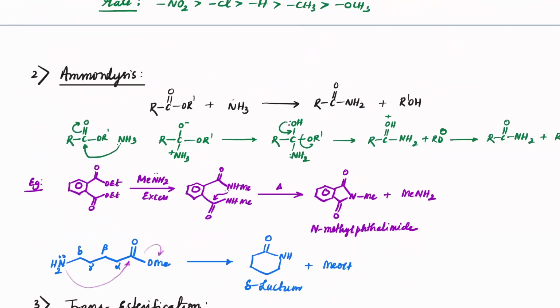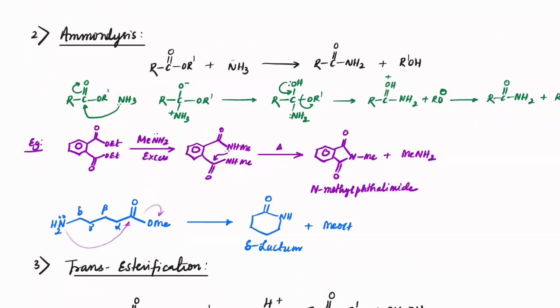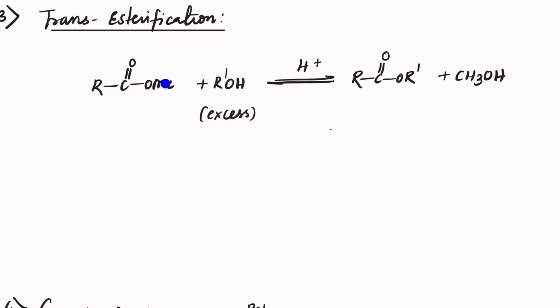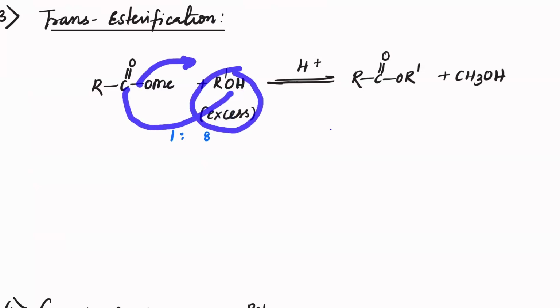This is called ammonolysis. Internally, SN2 is happening. Second, transesterification. That is, one ester is trying to generate another ester. So this is already an ester. If I take it in a 1:8 ratio, then minimum is a 1:8 ratio so that this alcohol can come here and replace this alcohol. So one alcohol replaces the other alcohol.